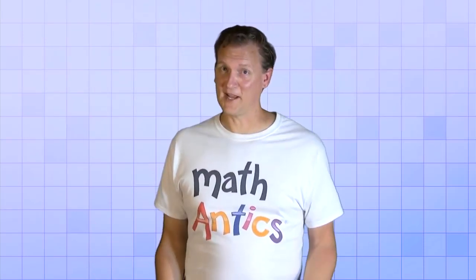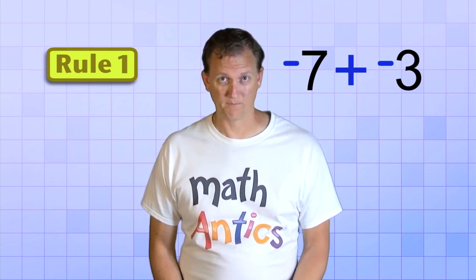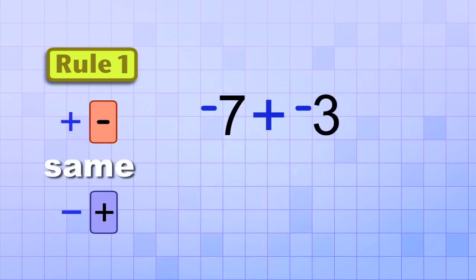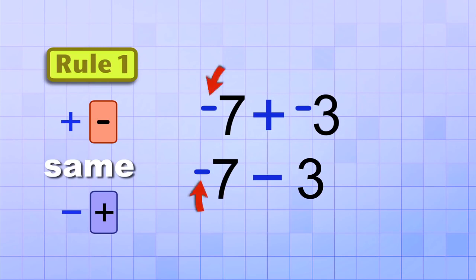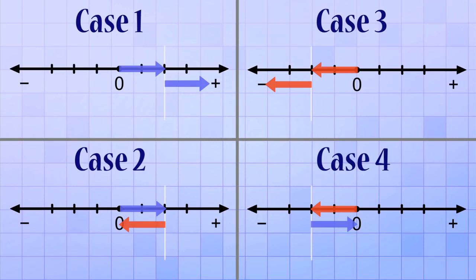And as you might have guessed by now, thanks to our rules, there's another way we could write this type of problem. Because of rule number 1, we know that adding a negative 3 is the same as subtracting 3. So this problem could also be written like this: negative 7 minus 3. But either way it's written, in this case, you're starting with a negative number and making it even more negative. And because of that, you know that your answer will always be negative for case 3, since you stay on the negative side of the number line.